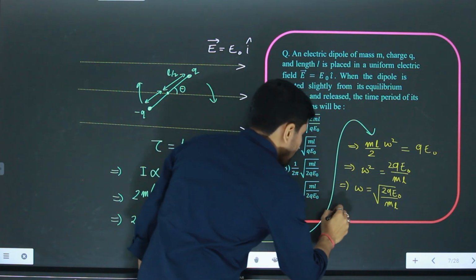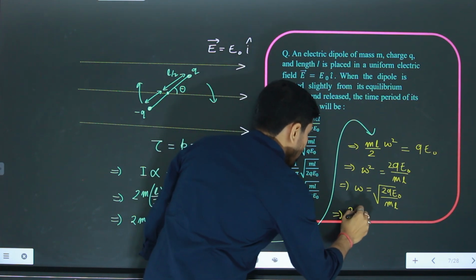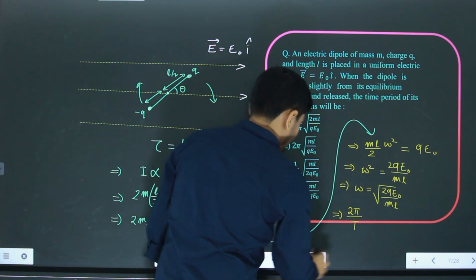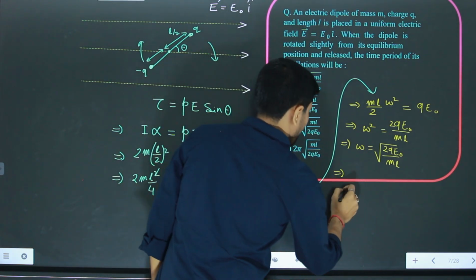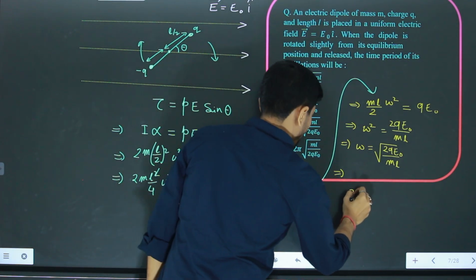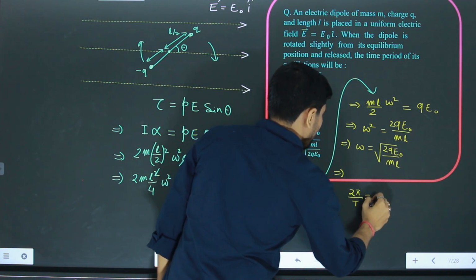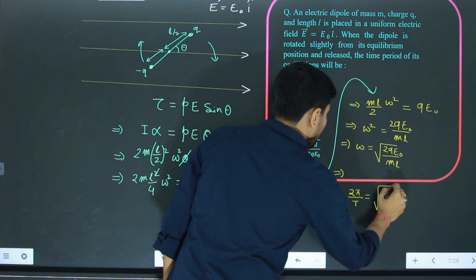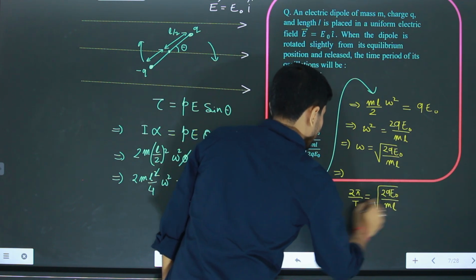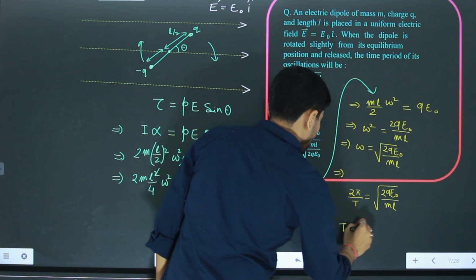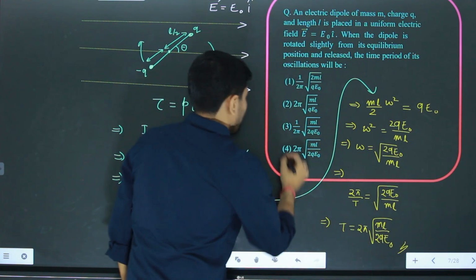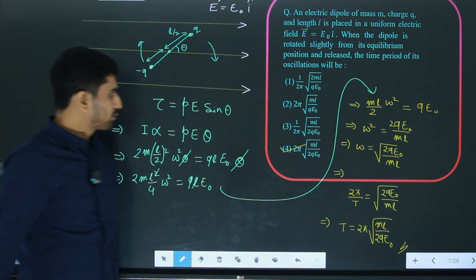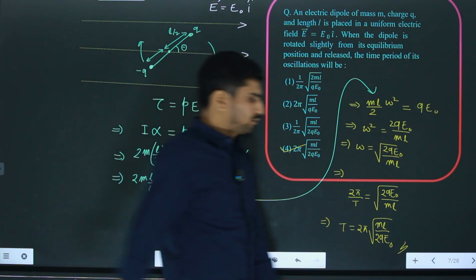Then let's write down the time period's expression, which is 2 pi divided by t. Two pi divided by t equal to square root of 2q E naught by ml. So t will be equal to 2 pi square root of ml by 2q E naught. So option 4 is the correct one, right? Let's move on to the next question.